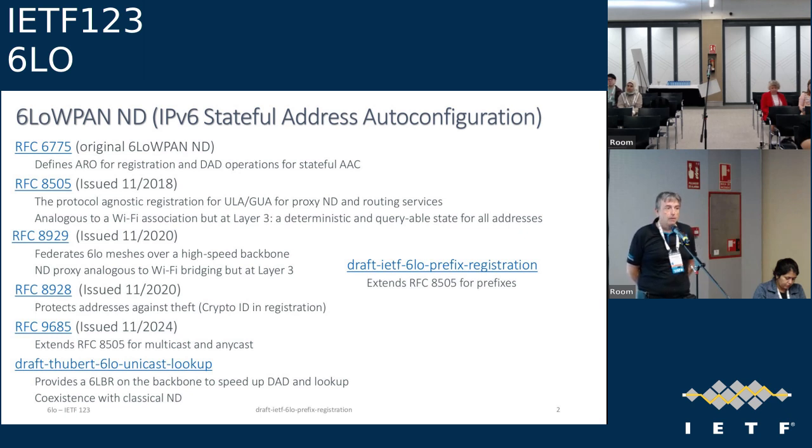With this, we'll be pretty much done with what we wanted to do with 6LoWPAN ND for use in LLMs. There is only one possible work, which is the 6Lo unicast lookup, a draft that was started long ago with the idea that at some point, if we want to have 6LoWPAN ND and classical IPv6 ND coexisting on the same broadcast network, then it might be useful to have a 6LBR on that network so the 6LoWPAN ND capable nodes would register to it.